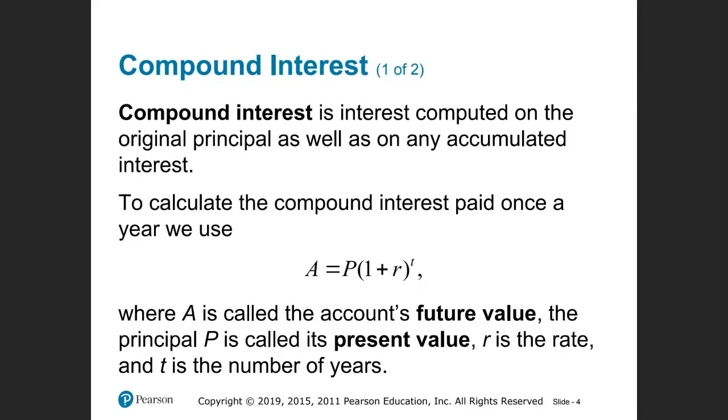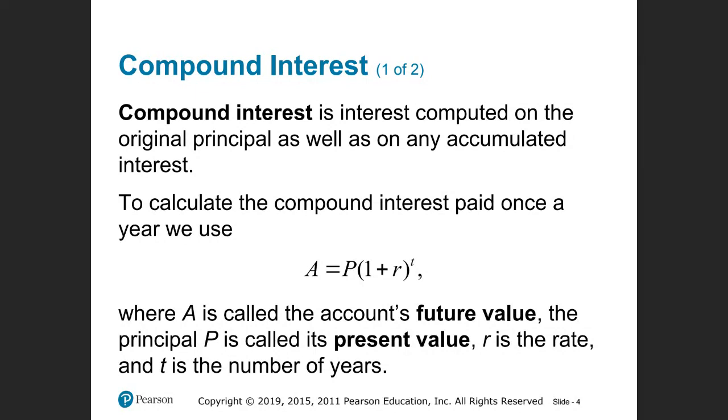So first of all, what is the difference between simple and compound interest? Simple interest was computed only on the principal. Compound interest is interest that is computed on the original principal as well as any accumulated interest. So the interest is on the interest.